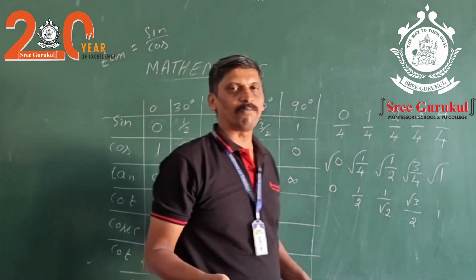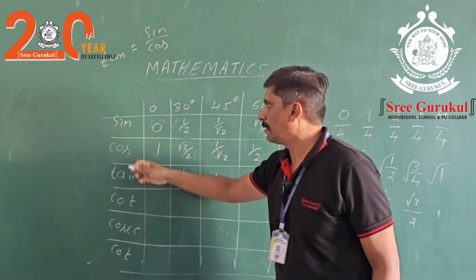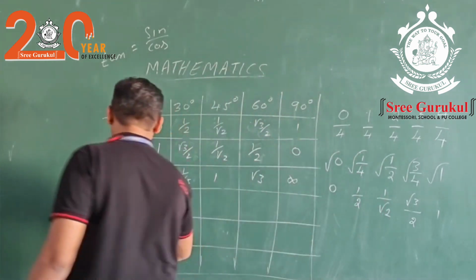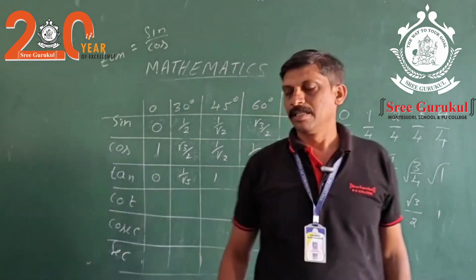Next, you fill in the remaining formulas. How to write the cot formula? It is the reciprocal of tan. The cosecant is the reciprocal of sin. Sorry, cot is the reciprocal of tan, cosecant is the reciprocal of sin, and sec is the reciprocal of cos. These are the formulas.